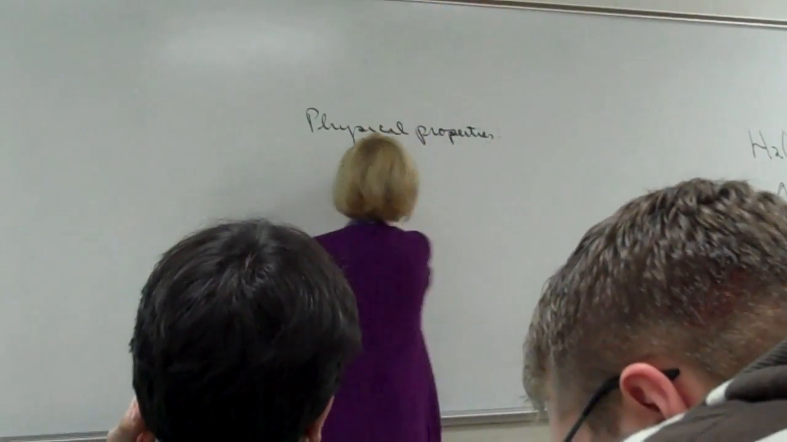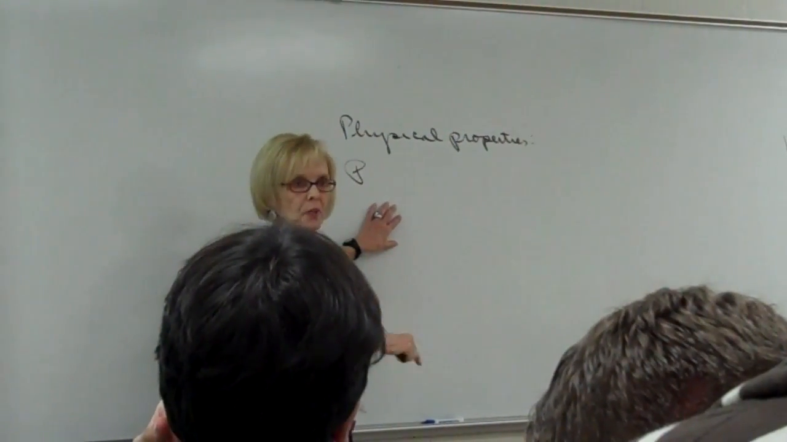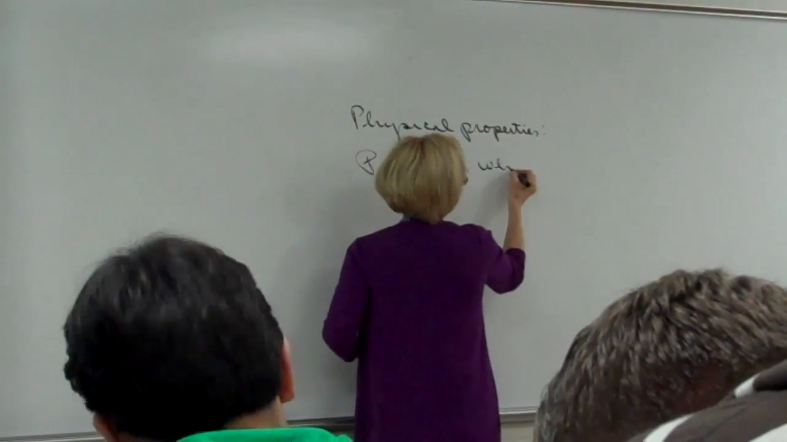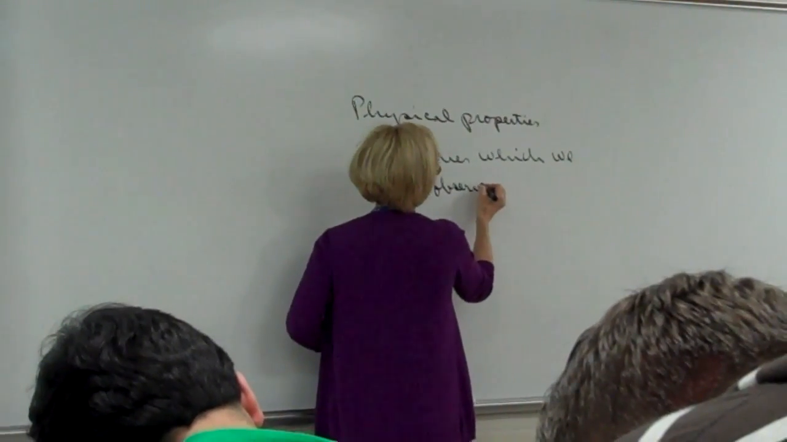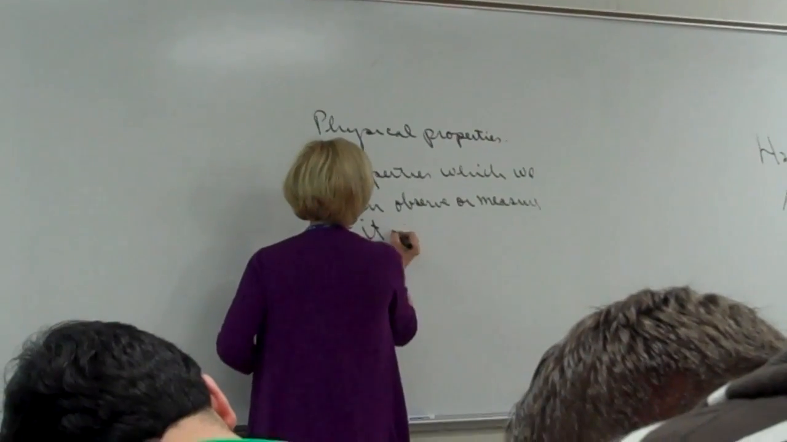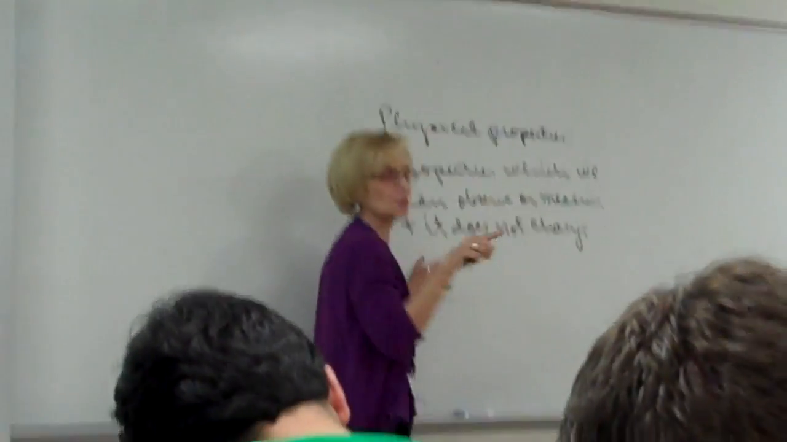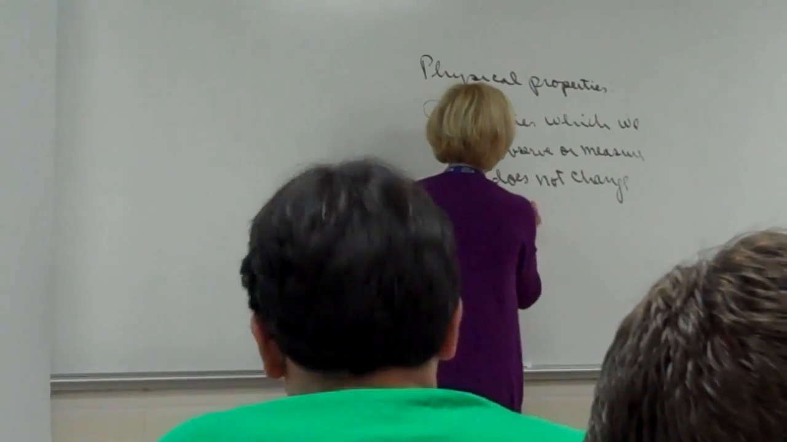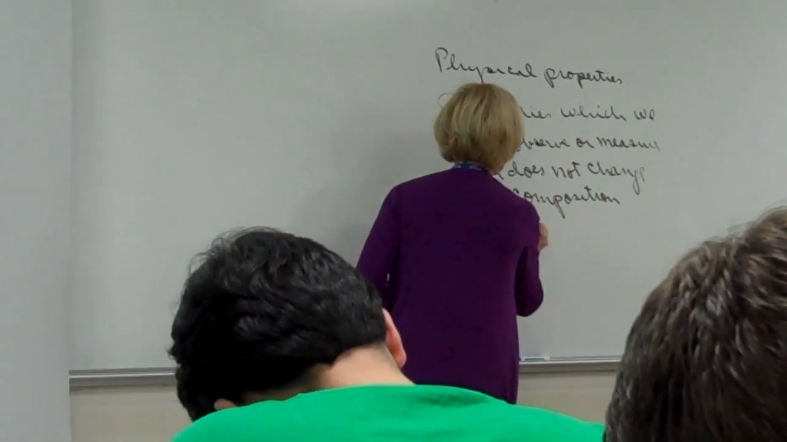Properties or characteristics. And this is in my notes, so you really don't have to write it all out. I can't promise I've got it word for word from the notes, but just as I remember it. These are properties which we can observe or measure, and it does not change the composition of the substance. And what I probably should write out: when we observe it or measure it, it does not change the composition of the substance.